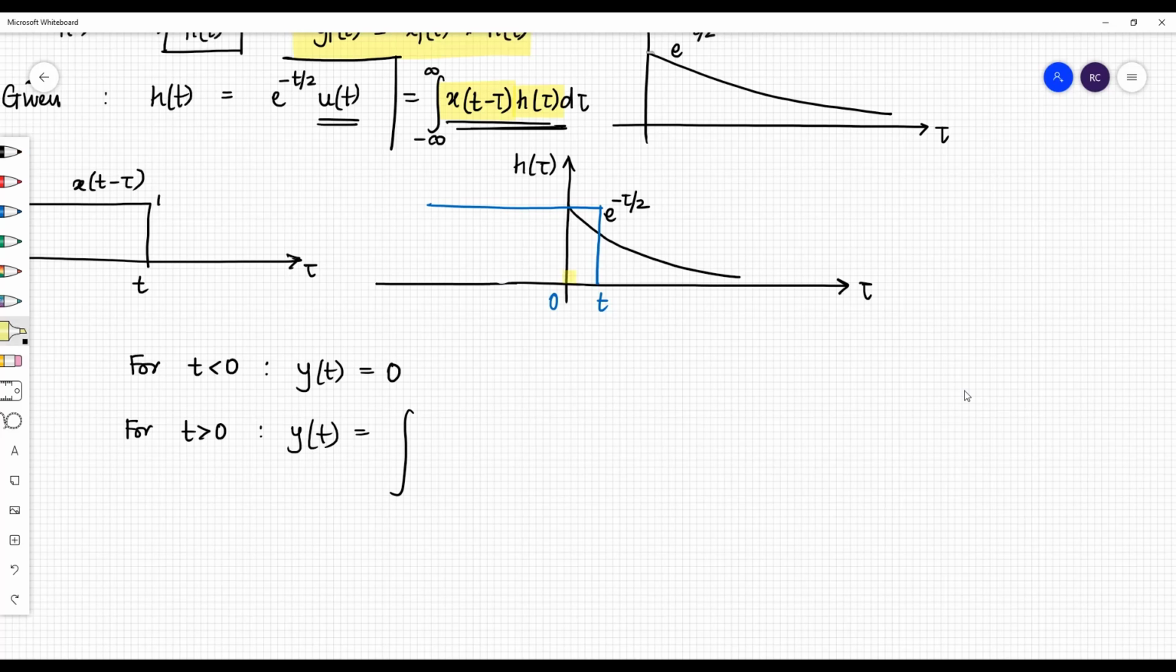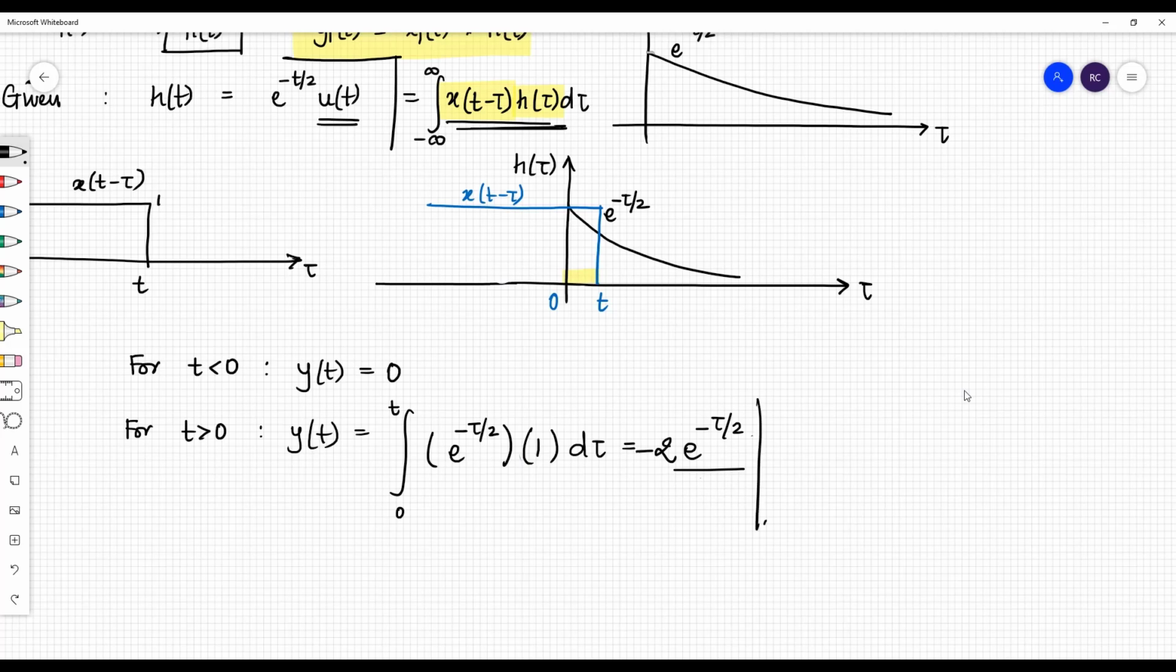We notice that this is the only area of overlap. So we will write 0 to t, the two functions. What is h tau here? H tau is e to the power minus tau by 2. And what is x t minus tau? Its value is 1, d tau. So you compute this value and you would get e to the power minus tau by 2 d tau. Integration of this is e to the power minus tau by 2 divided by minus half, right? So you get a 2 here with a minus sign.